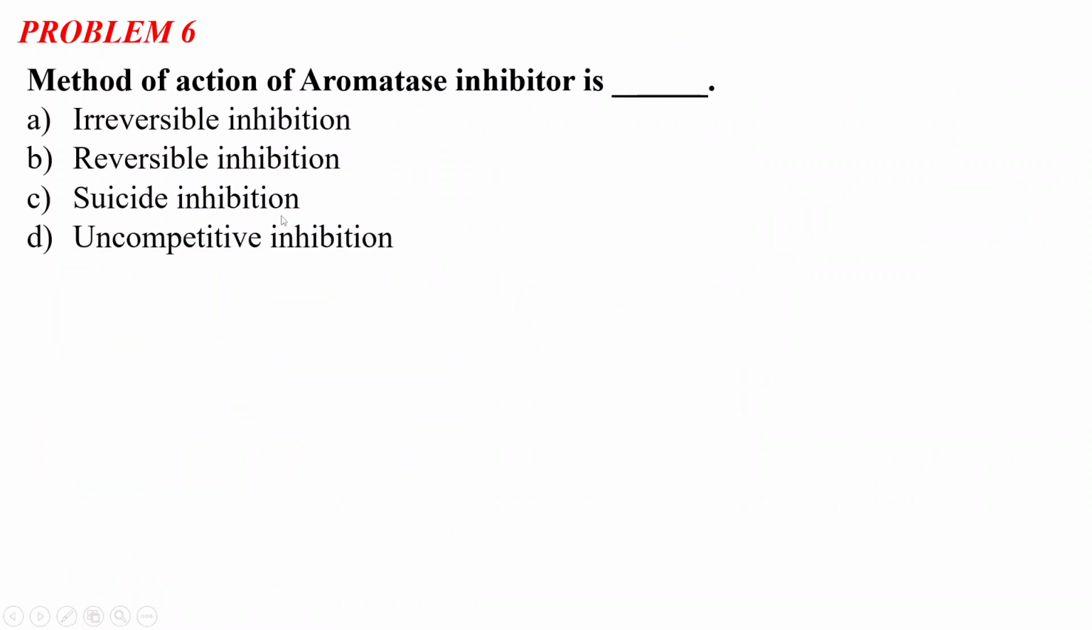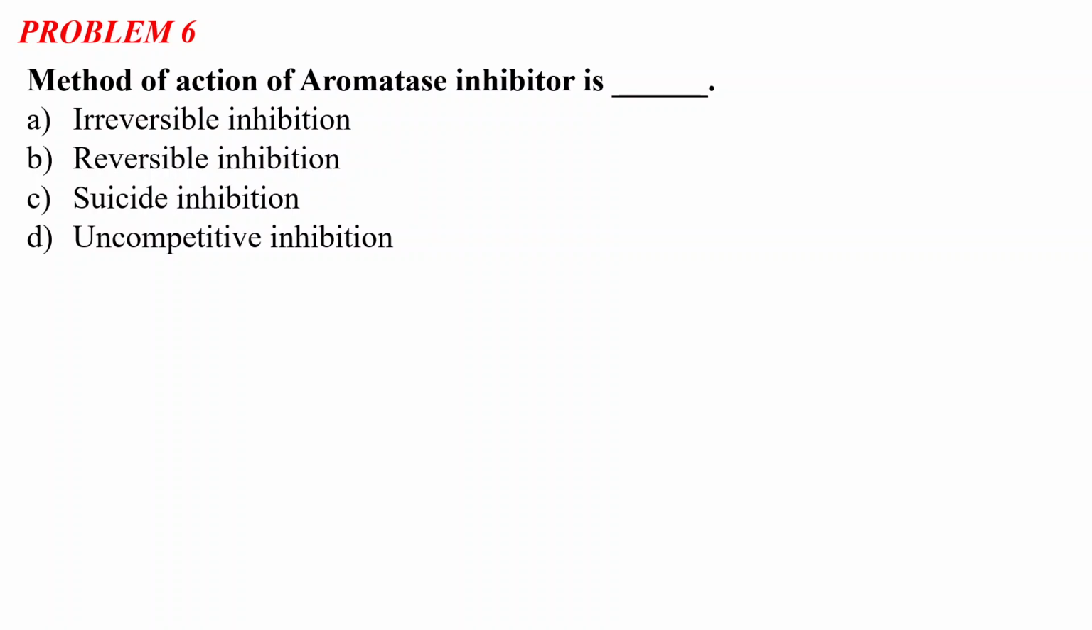So problem number 6 says that the method of action of aromatase inhibitor is: option A, irreversible inhibition; option B, reversible inhibition; option C, suicide inhibition; and option D, uncompetitive inhibition. Aromatase is an important enzyme of our body, and this aromatase inhibitor basically inhibits this particular enzyme. We will see in short why we have to inhibit this aromatase enzyme if it is important to our body.